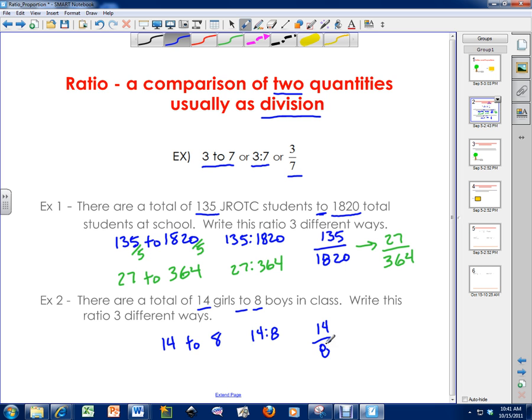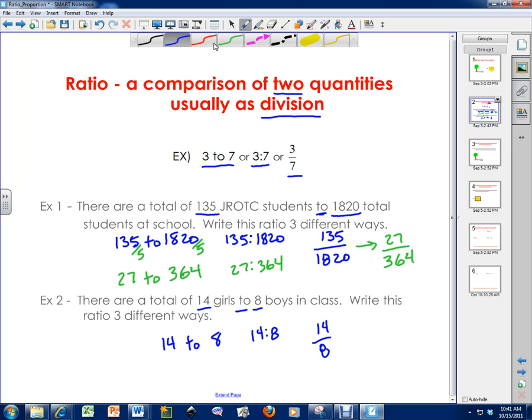Now this is important here. I put this number bigger on purpose. Sometimes people think that the smaller number automatically needs to go on top or it goes first. That's not always the case. It comes in the order. You write it down in the order as it's given to you. We're talking about girls to boys here, so girls come first, boys come second. Girls are on the top here, boys would be on the bottom here.